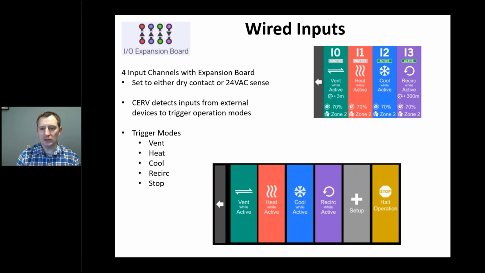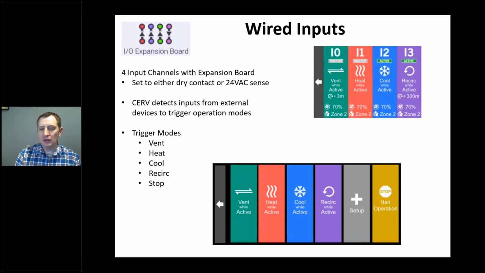And so these are things where maybe you have some external sensor or whatever else, and whenever that sends a signal to the CERV, then you can trigger the CERV to do something specific. The halt operation is something that can be used for like a moisture sensor or something like that. If you detect water somewhere, you can turn the CERV off. But these are kind of flexibility on the wired inputs that you can see here.